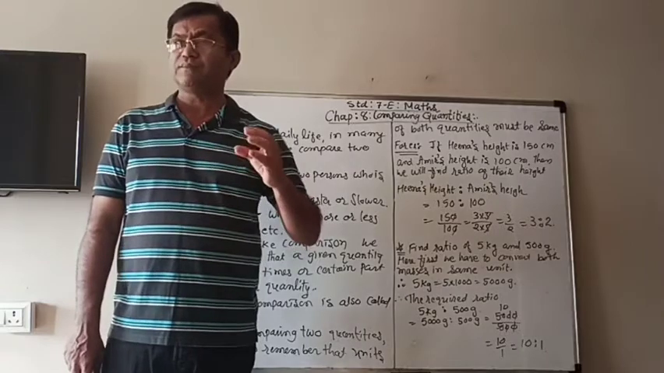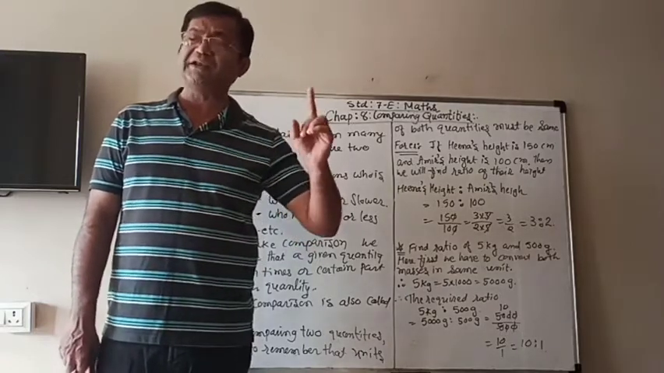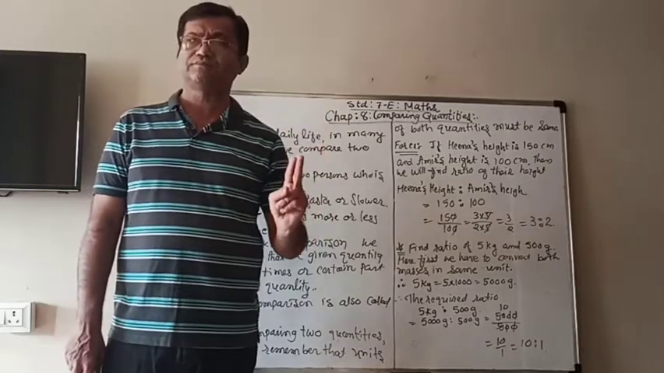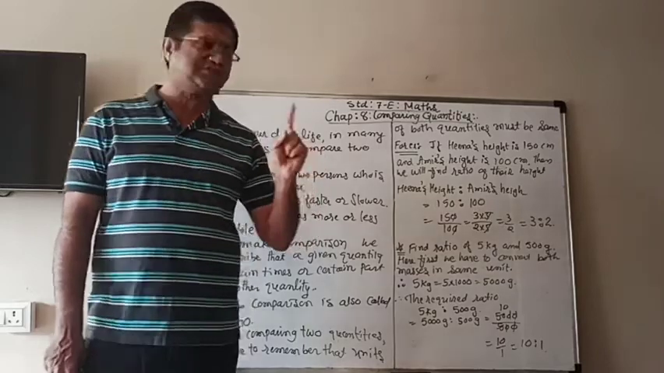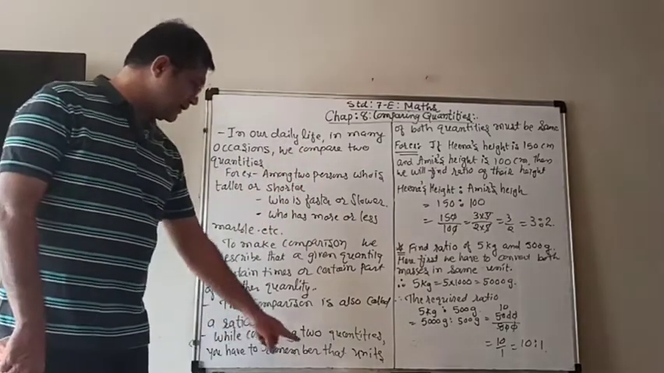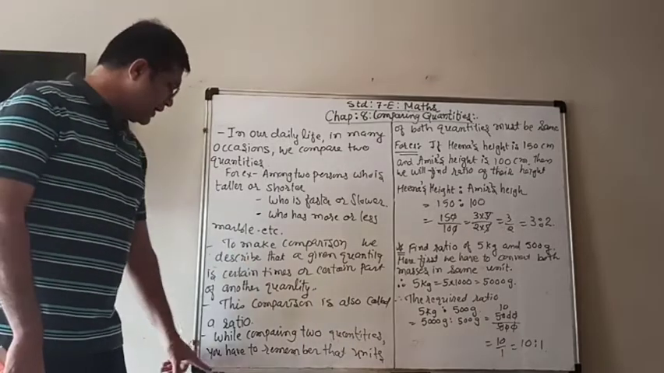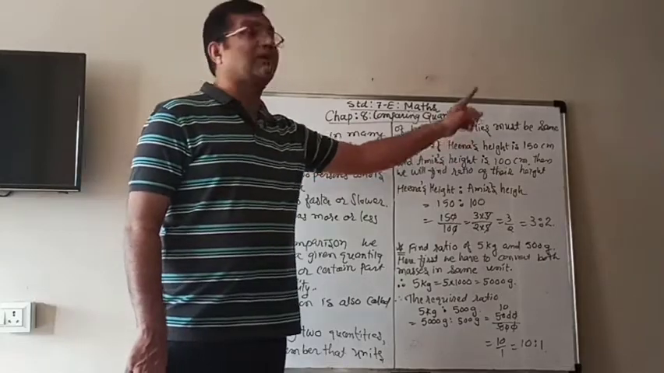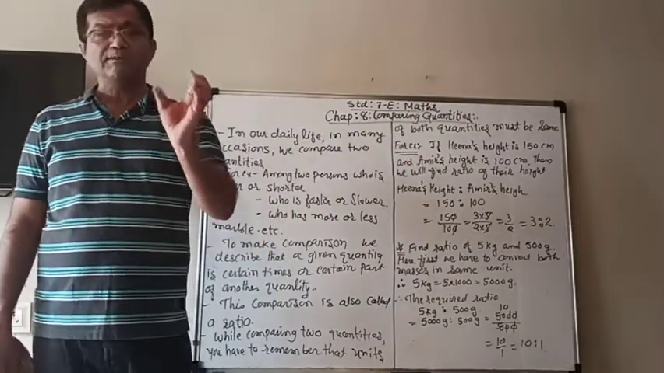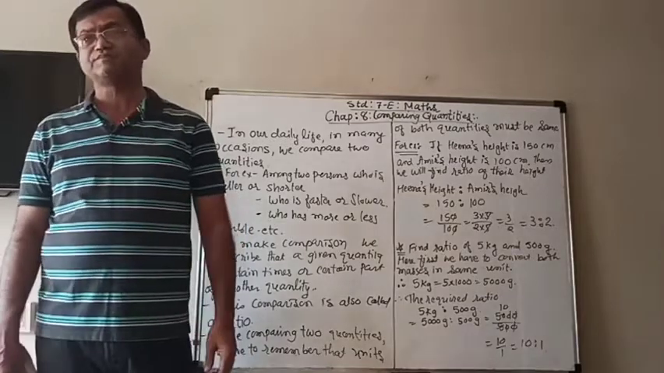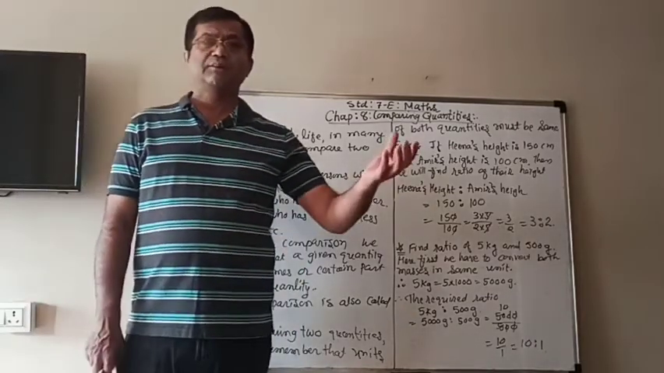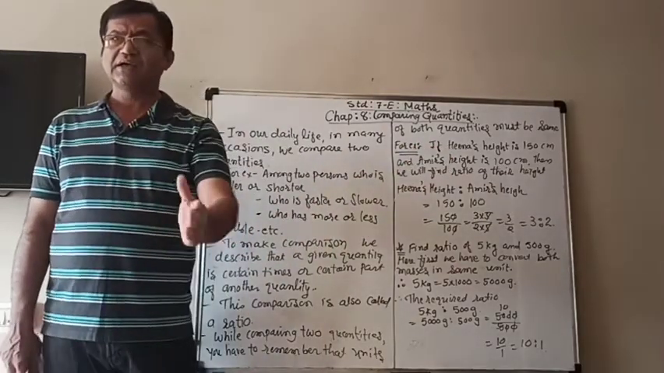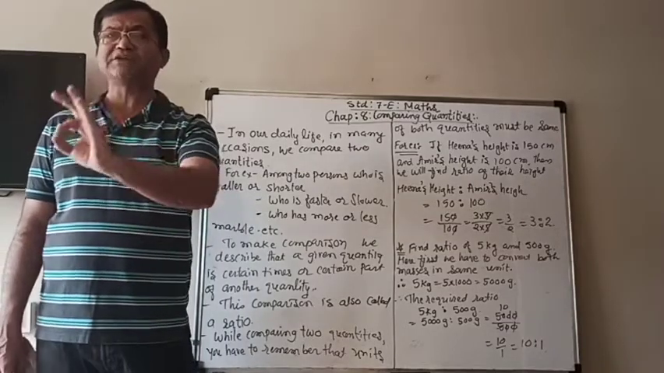And as I told you, we already learned that when we compare two quantities by ratio, the most important thing is that, while comparing two quantities, you have to remember that the units of both quantities must be the same. For example, if kilogram, then both should be kilogram. If height is in centimeter, then both heights must be in centimeter.